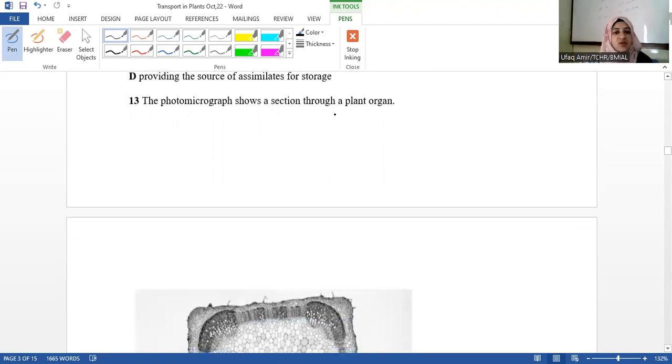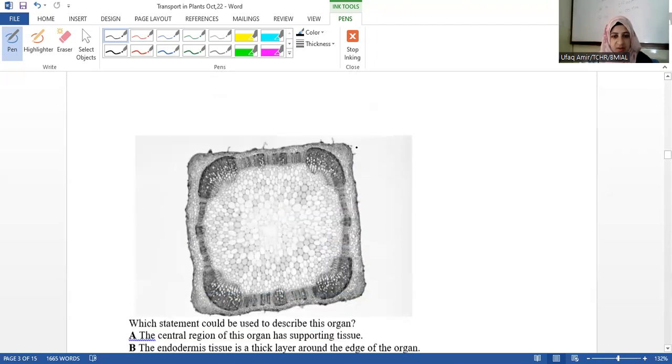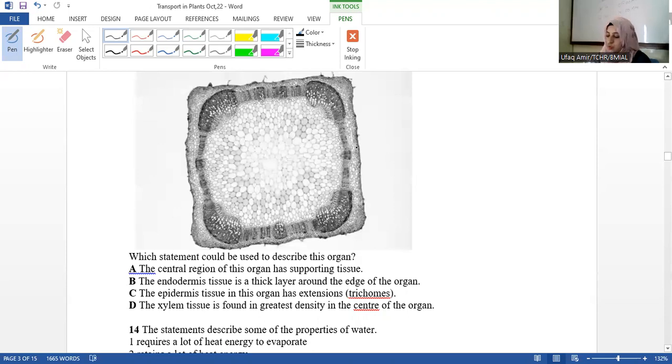The photomicrograph shows a section through a plant organ. Which statement could be used to describe this organ? The central region of this organ has supporting tissue. It is not supporting tissue actually. It is storage tissue. It is pith, okay. So it is not supporting tissue; in the whole center there is pith, which is a storage tissue.